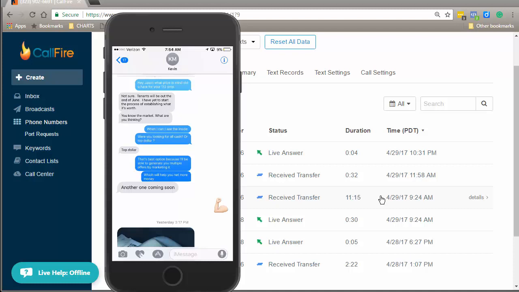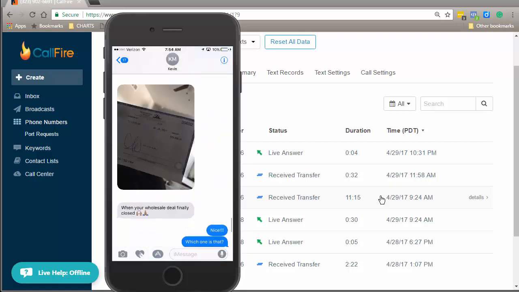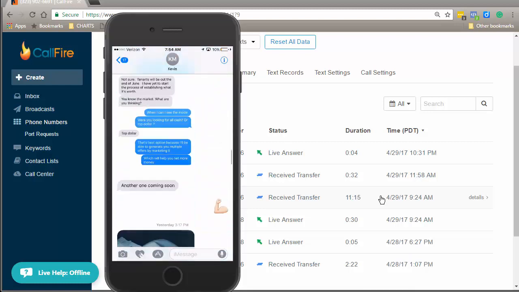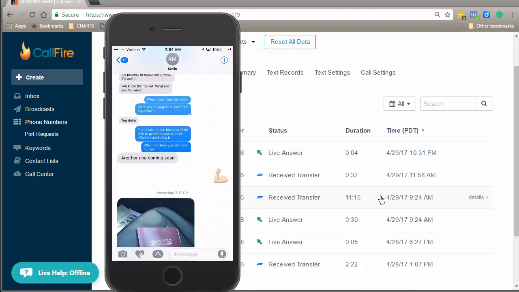So he says that, and then he says that's the best option because I'll be able to generate you multiple offers by marketing it, which will help you net more money. And then he texts me, basically sends another one coming. Okay, so again, this is a $1.3 million listing. Oopsie, I just plugged in the battery here. And then from here, I gave him kind of like, stay strong.